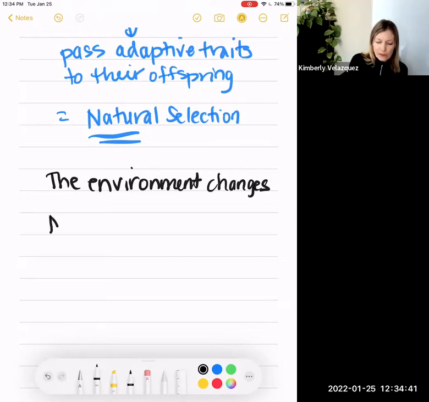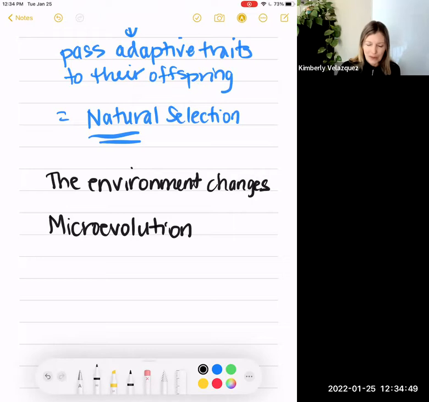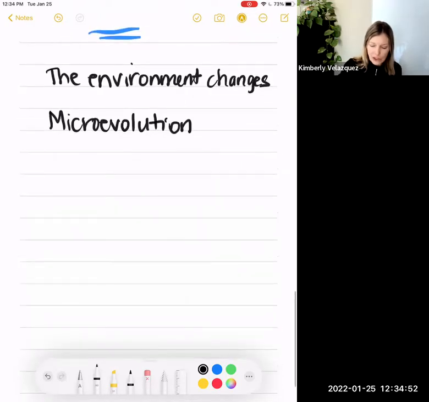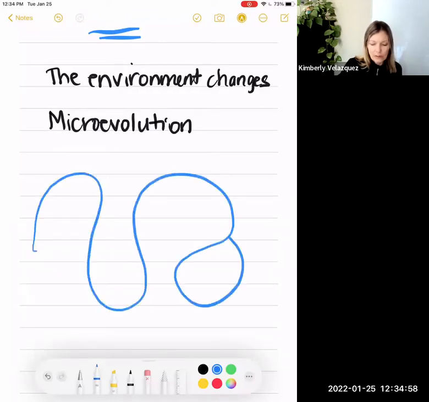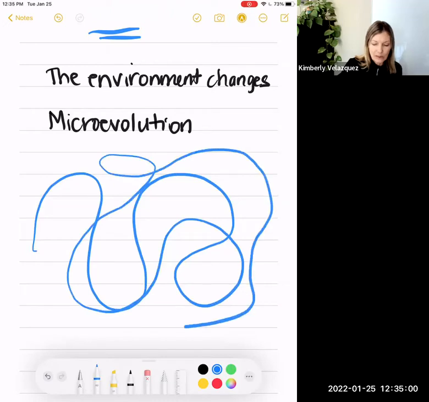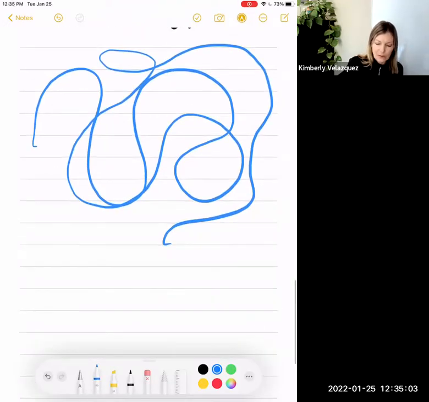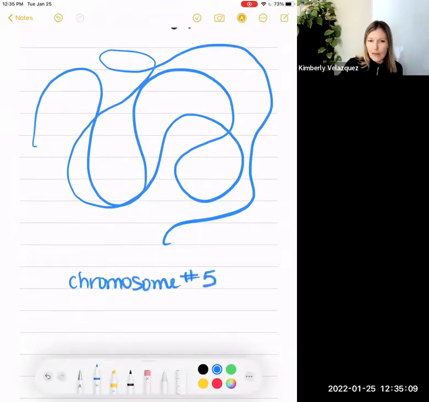And in order to really understand microevolution, it's important to have another set of key biological terms to go along with that. Let's start with this. Let's assume this is one of your chromosomes, all stretched out. Here's, let's say, chromosome number 5, just randomly. And that chromosome is a long double-stranded piece of DNA. So that's what your chromosome is. This is DNA, which is your unit of heredity.